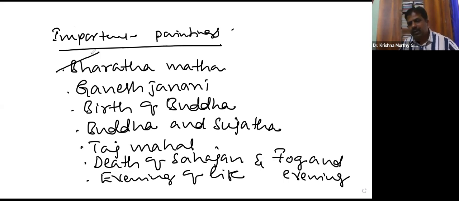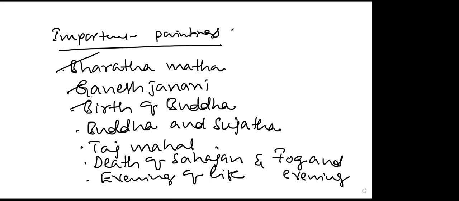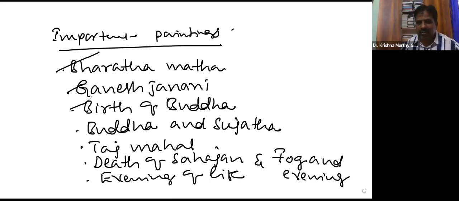Now we have a Bharata Mata image. That image was beautifully painted by Abanindranath Tagore. And that is also Ganesh Janani. And birth of the Buddha, where was Buddha born? Sir, in Lumbini, Nepal. Lumbini garden, near Kapilavastu, which at present belongs to Nepal.